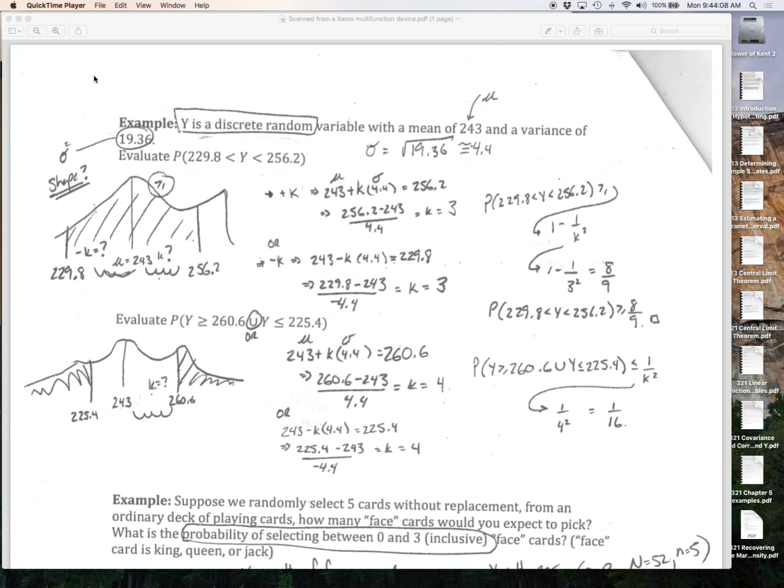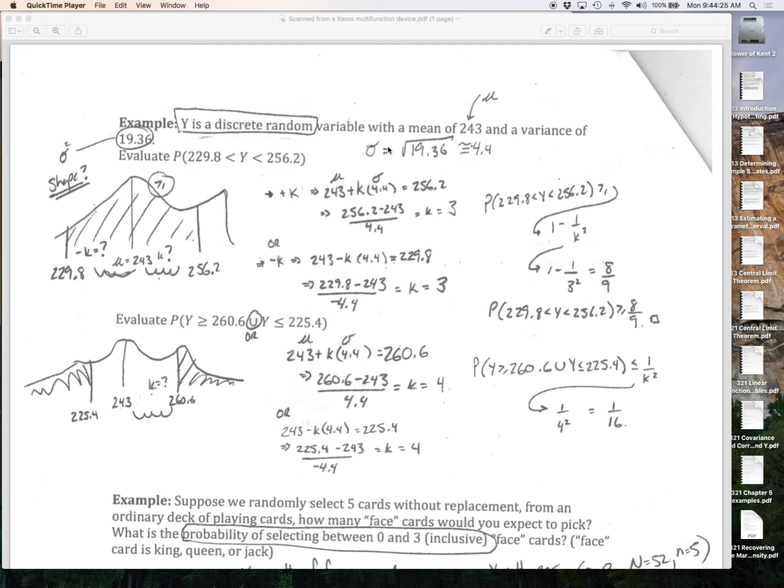Let's do an example that uses Chebyshev. So here's the example I did in class. Y is a discrete random variable. Its mean, or the expected value, also called mu, is 243. And the variance, also called sigma squared, is 19.36.